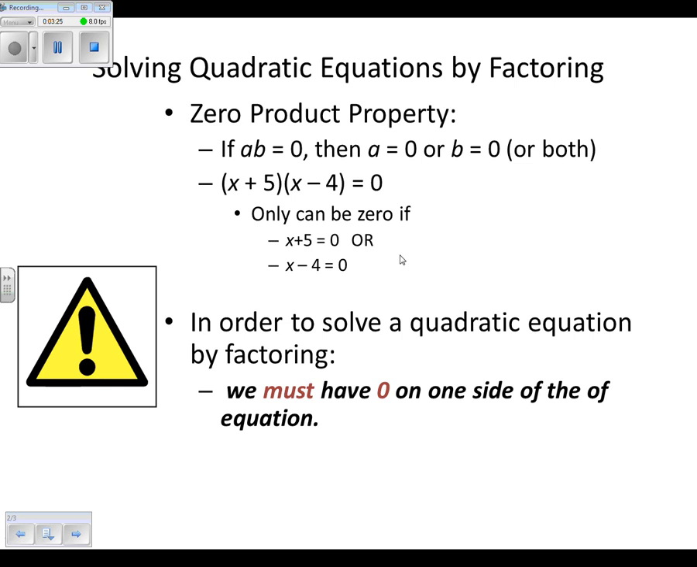Your goal is to get 0 on one side of the equal sign, because you can't solve a quadratic equation by factoring without 0 on one side. The second thing, the equation must be in standard form.